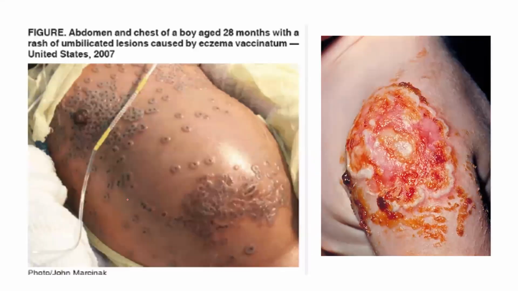So this is how disseminated eczema vaccinatum will look like. In this case, the child is maybe immune compromised or the child is atopic, and then you give the vaccine, then they'll end up with these extensive umbilicated papules that look like smallpox, or that look like all conditions in the pox viruses family.